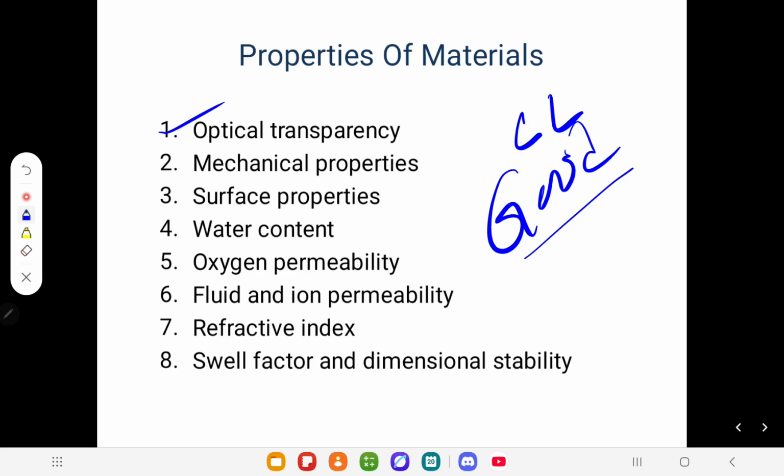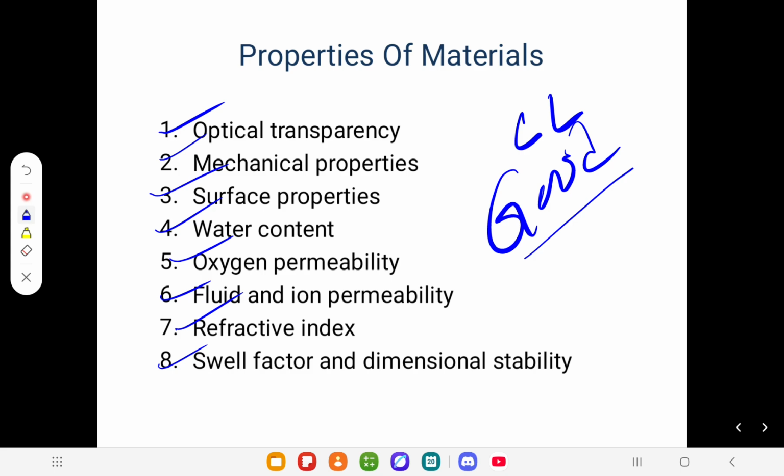Optically, it should be transparent. Mechanically, it should have some strength. Surface property is crucial. Then water content, and oxygen permeability, which we have already covered in a separate video. Fluid and ionic permeability is very important and a much neglected topic among material properties. Then refractive index, solute factor and dimensional stability. We are going to cover everything, and also nomenclature and other points.